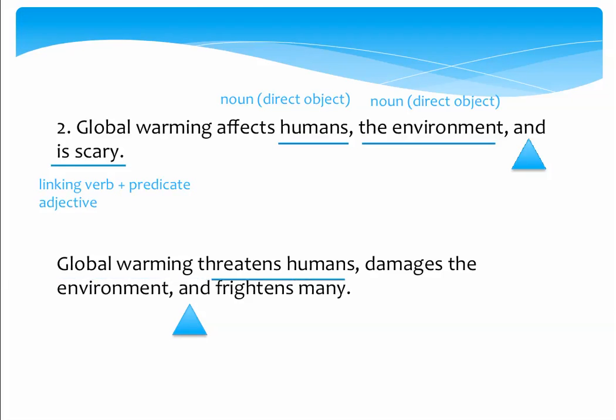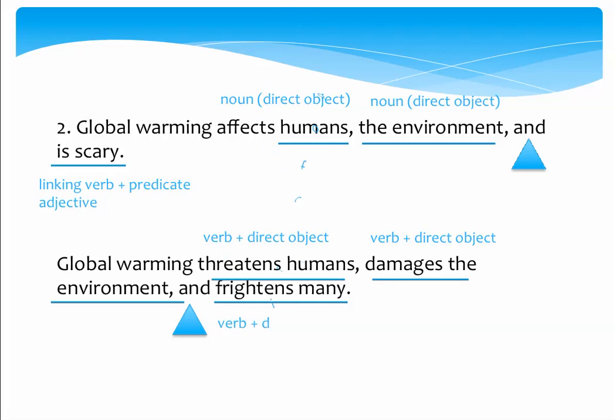So there's our and. What's it joining? Threatens humans, damages the environment, and frightens many. Let's double check this is parallel. Threatens humans, I have a verb and a direct object. Damages the environment is a verb plus a direct object. And frightens many is a verb plus a direct object. All three elements are the same. I have parallel structure.